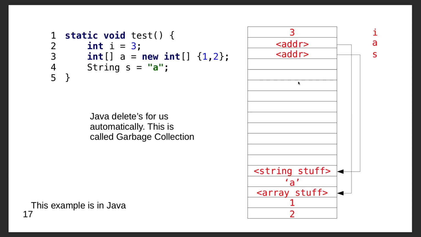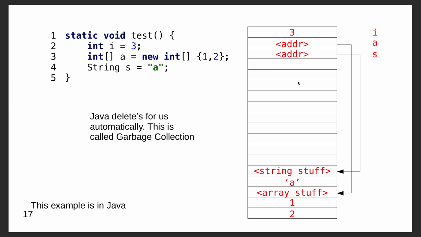So here's a program. I've got an int i equals 3, and then I've got an int array containing numbers 1 and 2, and then I've got a string s containing the letter A. If you look at the stack frame from the top, you can see that there's a row for i, and it contains the number 3. Right? i is a primitive type. I can just store it on the stack.